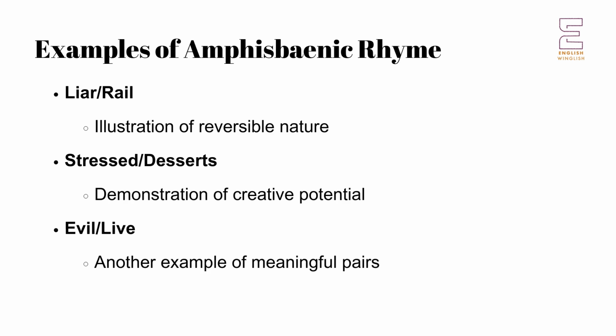Examples of Amphisbaenic rhyme. Lyre, rail. One of the simplest and most illustrative examples of Amphisbaenic rhyme is the pair lyre and rail. When the letters of lyre are reversed, they form the word rail. This example highlights the fundamental characteristic of Amphisbaenic rhyme, the reversible nature of the rhyming words.